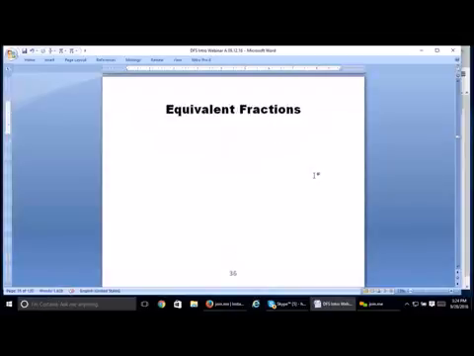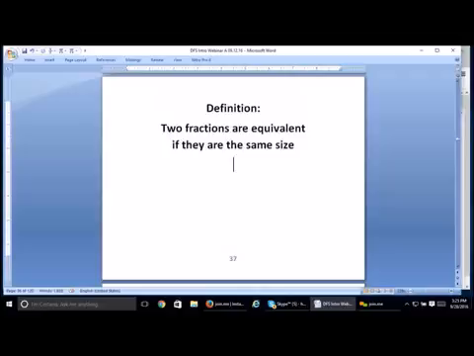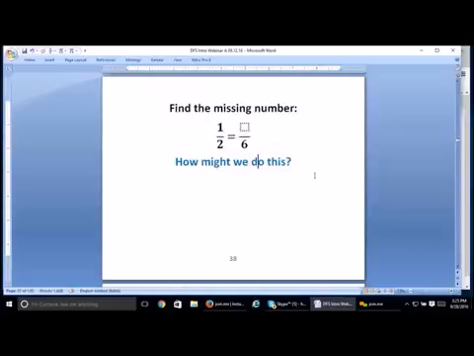Okay. So now we get to equivalent fractions. So equivalent fractions is part of the third grade standards. However, we go beyond what's expected. So first of all, we defined two fractions are equivalent if they are the same size. So then we asked the students to do a problem like this. 1/2 is equal to how many 6? So we help the students to understand the problem.